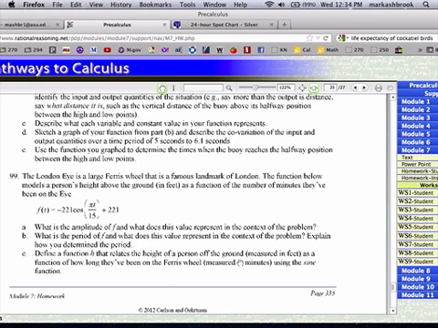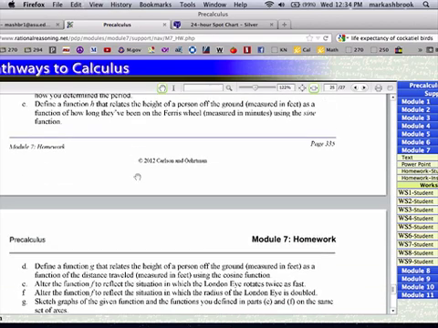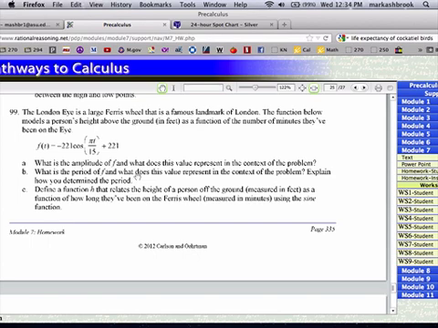So here's this. Okay, so large Ferris wheel's famous landmark, function below, person's height above the ground in feet, as a function of the number of minutes they've been on the eye. The amplitude of F. What's the amplitude? 221.